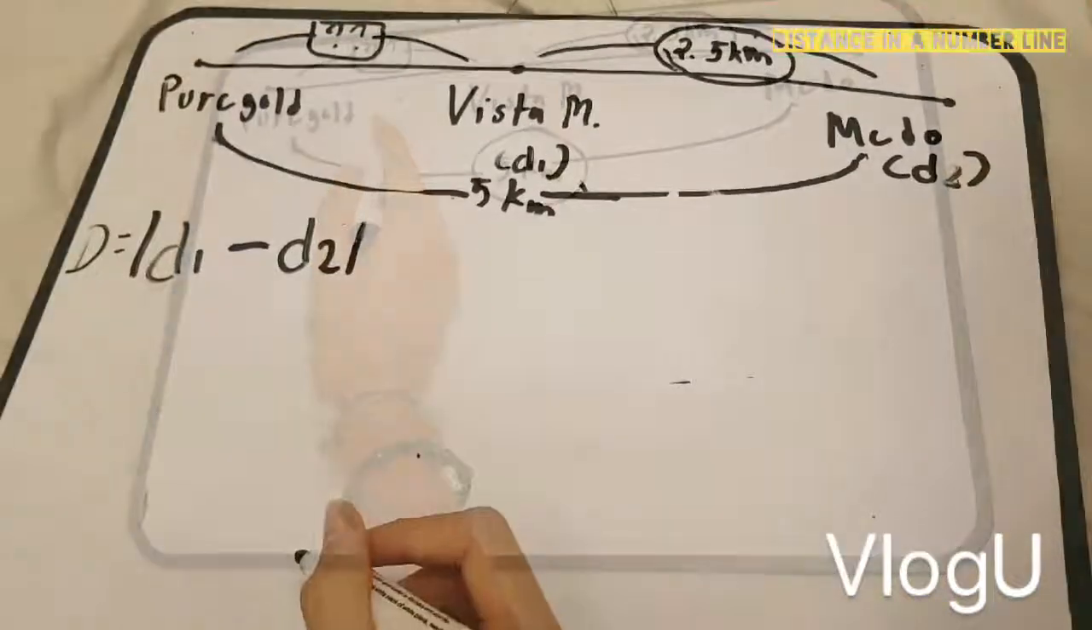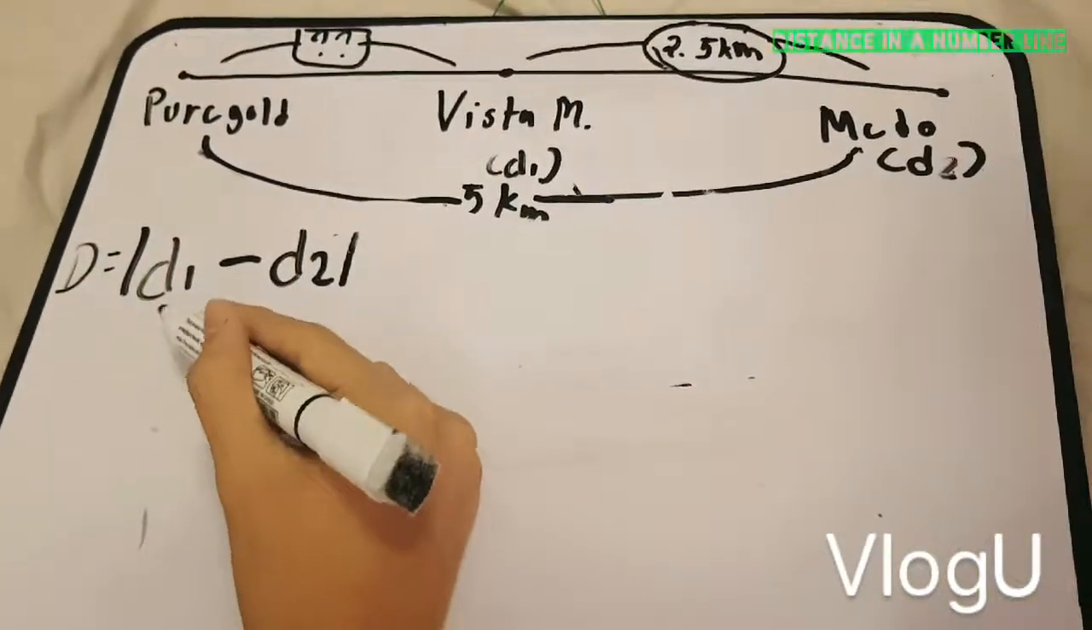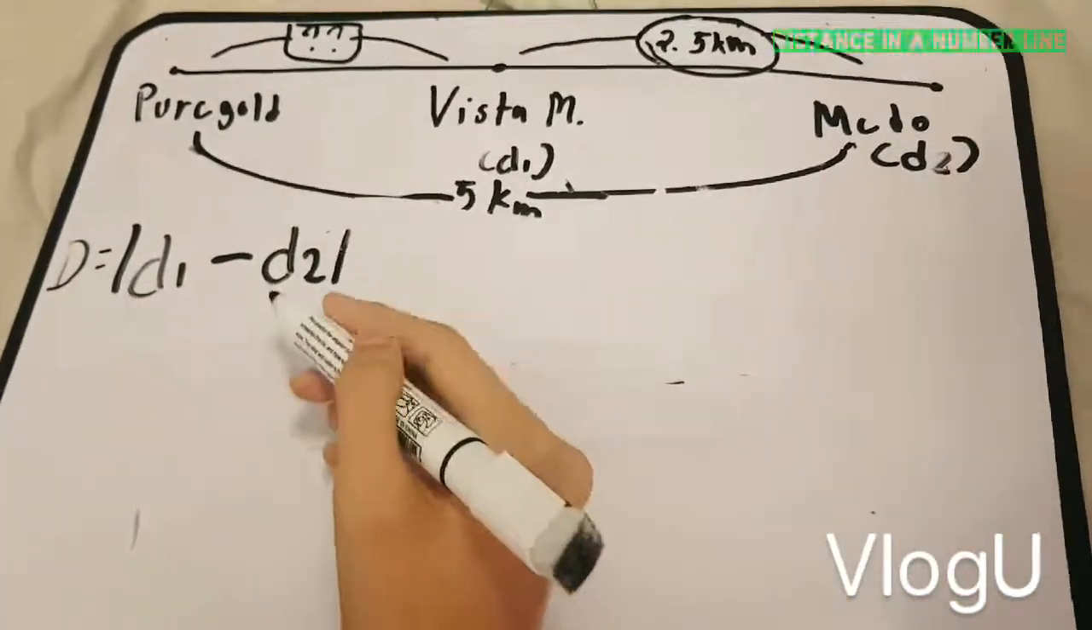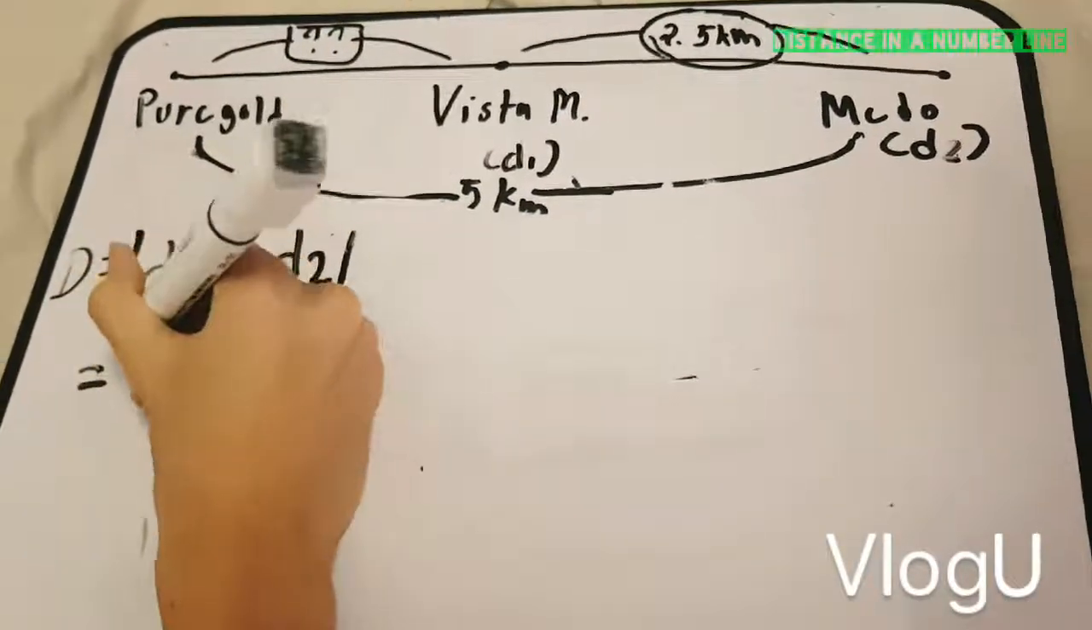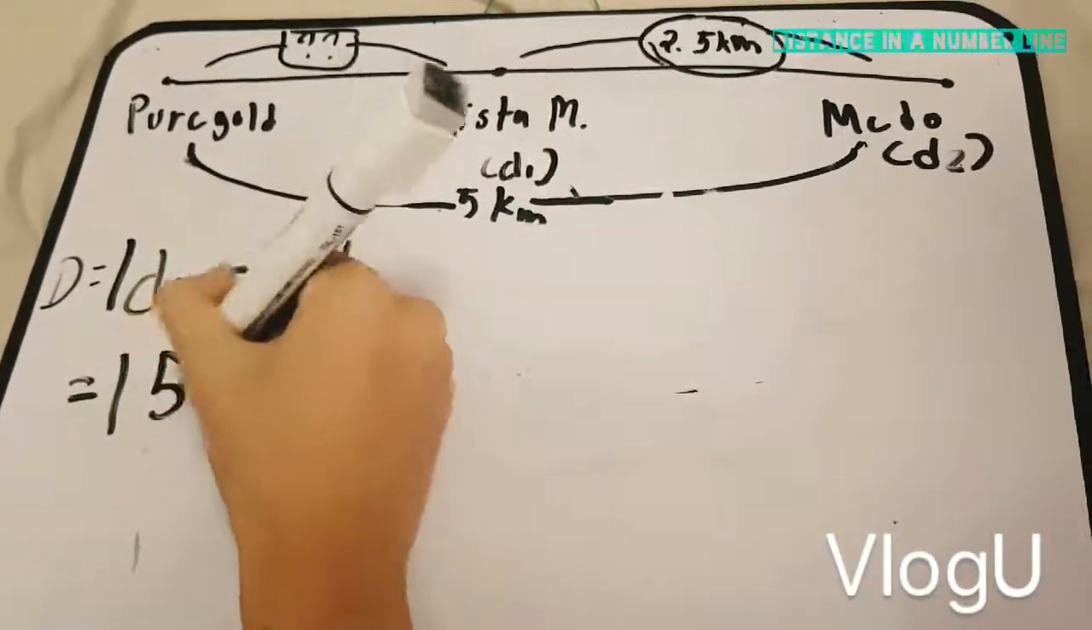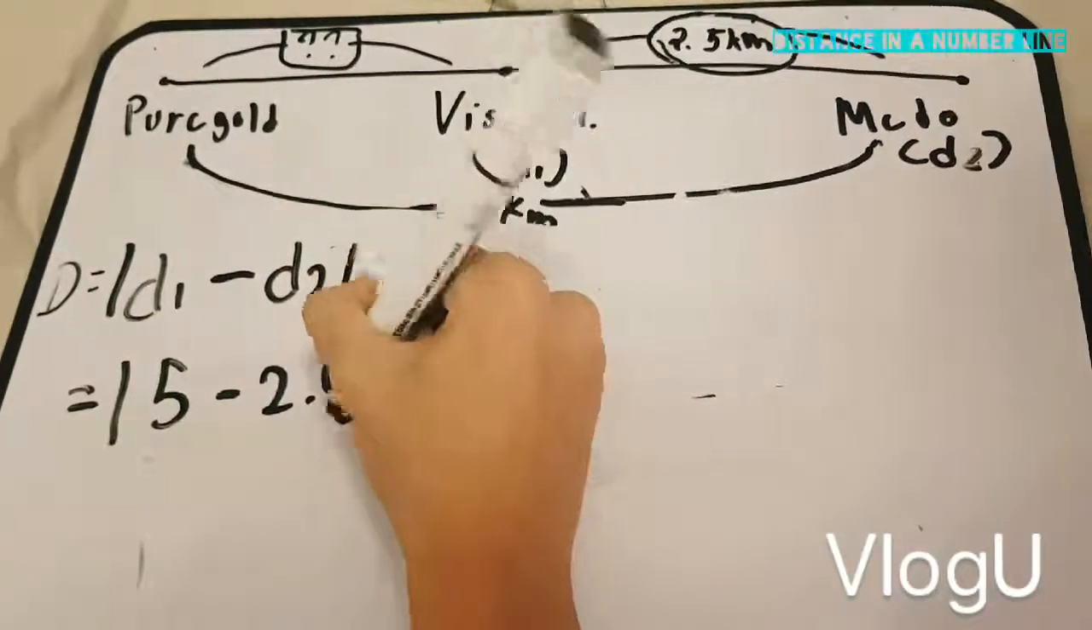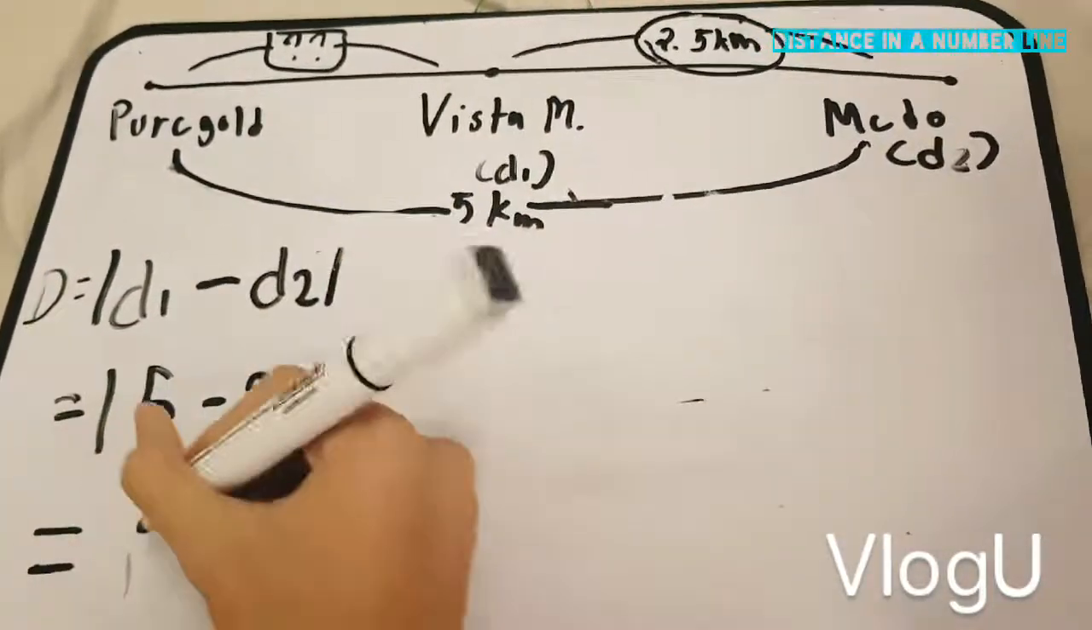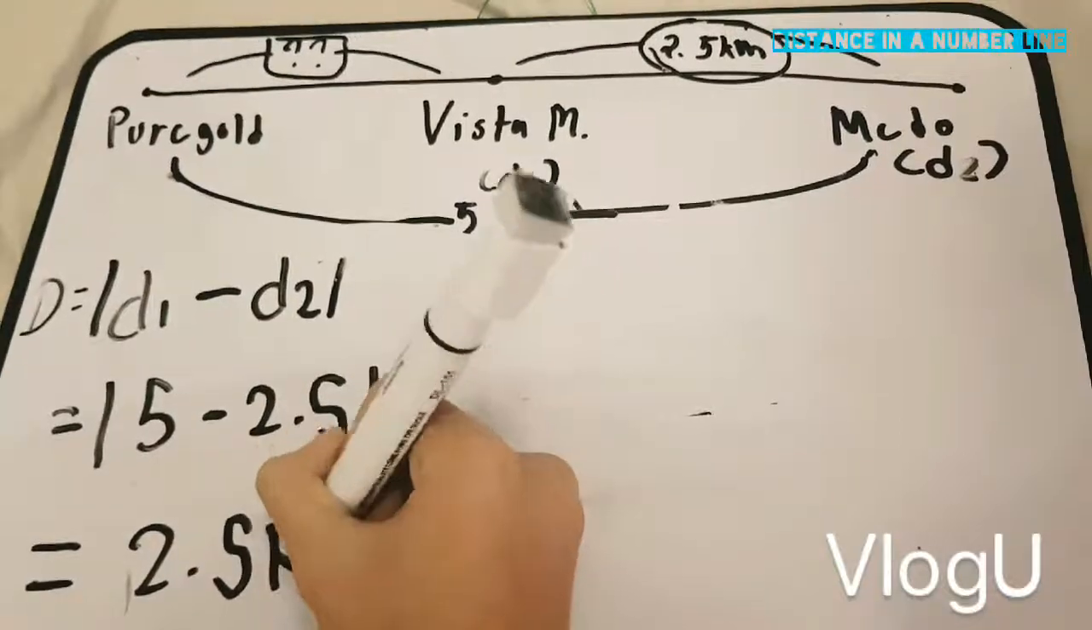So the formula for this problem is absolute value of d1 minus d2. Absolute value of 5 minus 2.5. So our answer is 2.5 kilometers.